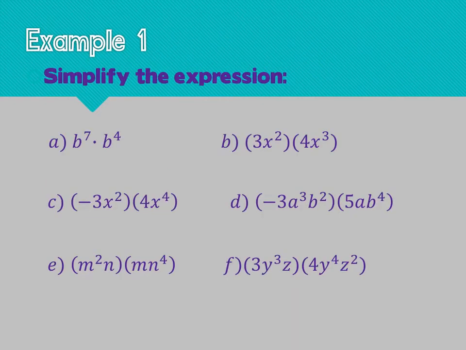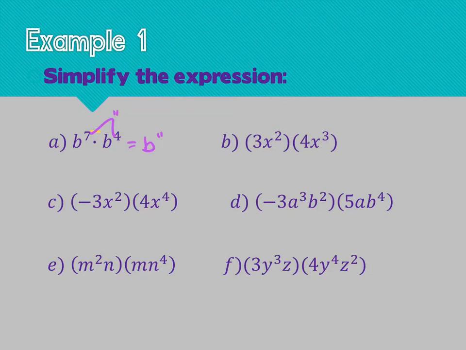All right, let's do some examples. If I have b to the 7th times b to the 4th, what is the answer there? B to the 12th. So close. It's 11th. B to the 11th, good. Add the 7 and the 4, and I get b to the 11th. All right, there's your basic base with exponent.